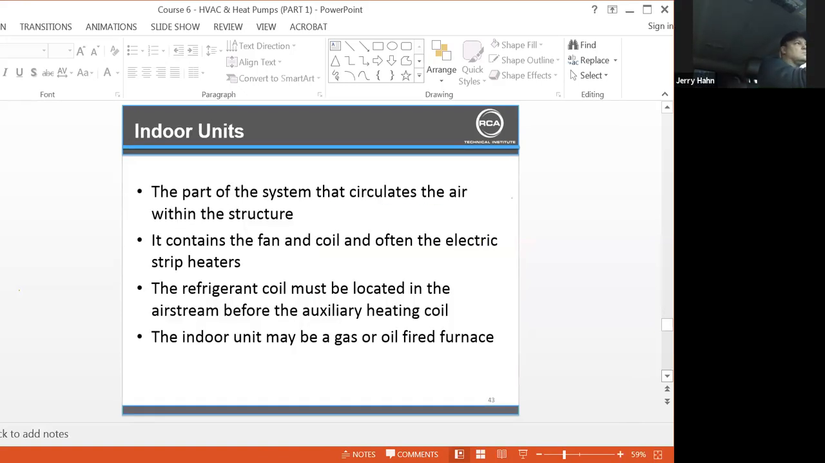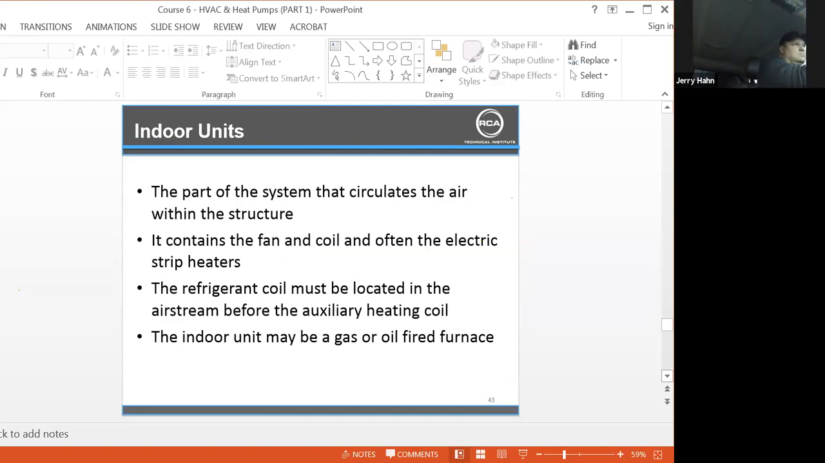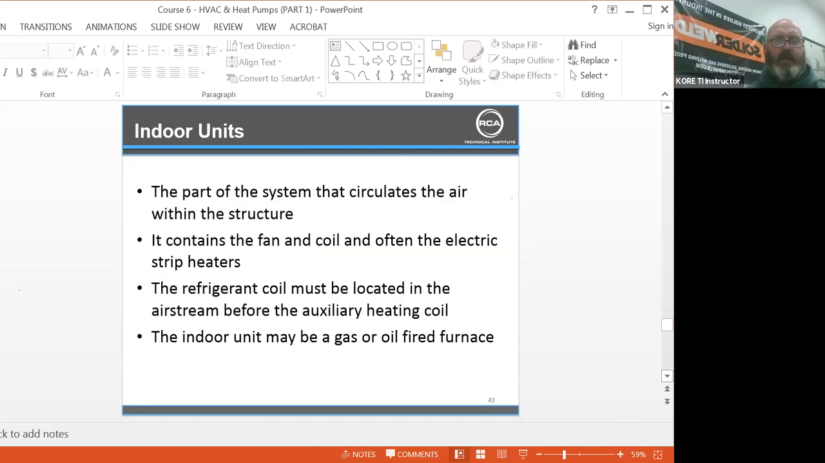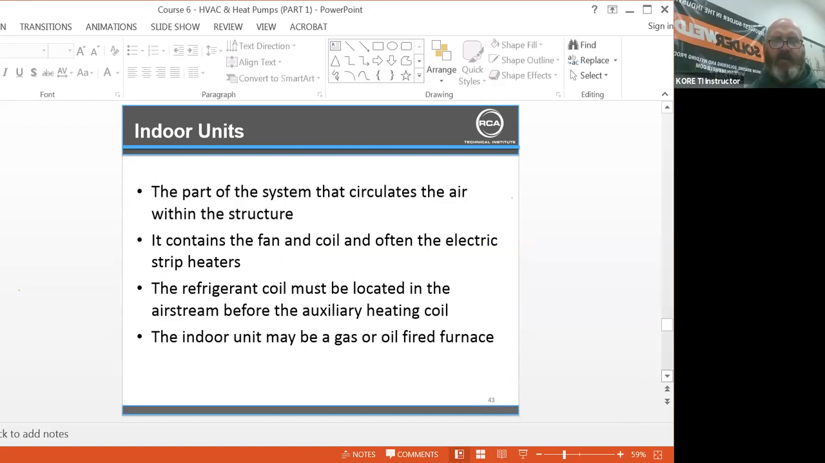Indoor unit, the part of the system that circulates the air within the structure. It contains the fan and the coil and often an electric strip heater. The refrigerant coil must be located in the airstream before the auxiliary heating coil, and the indoor unit may be gas or oil fired.